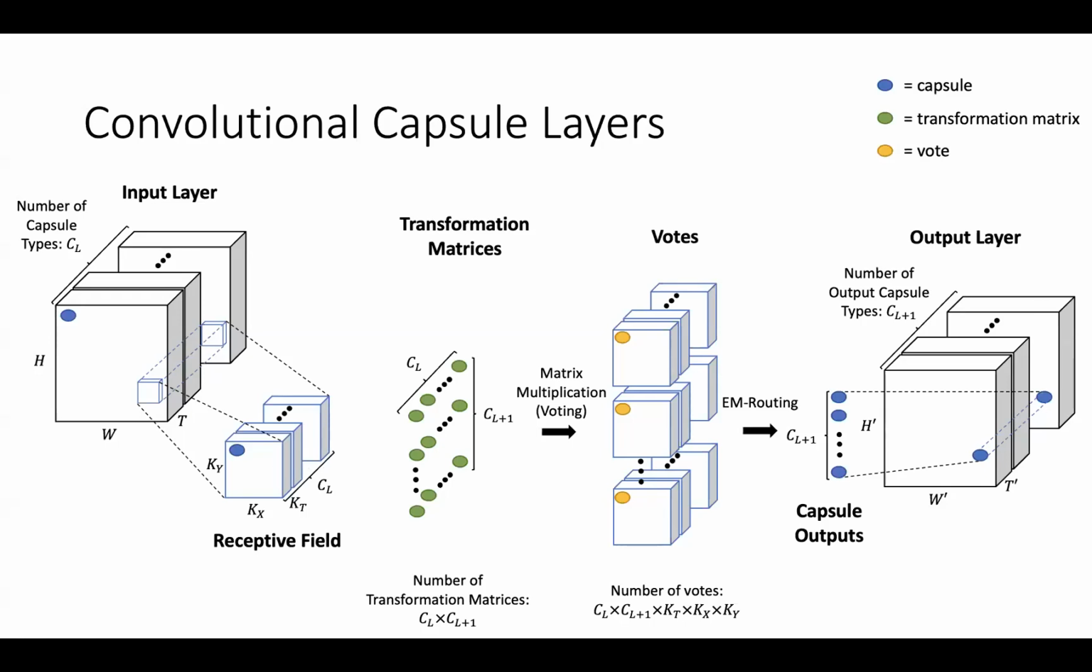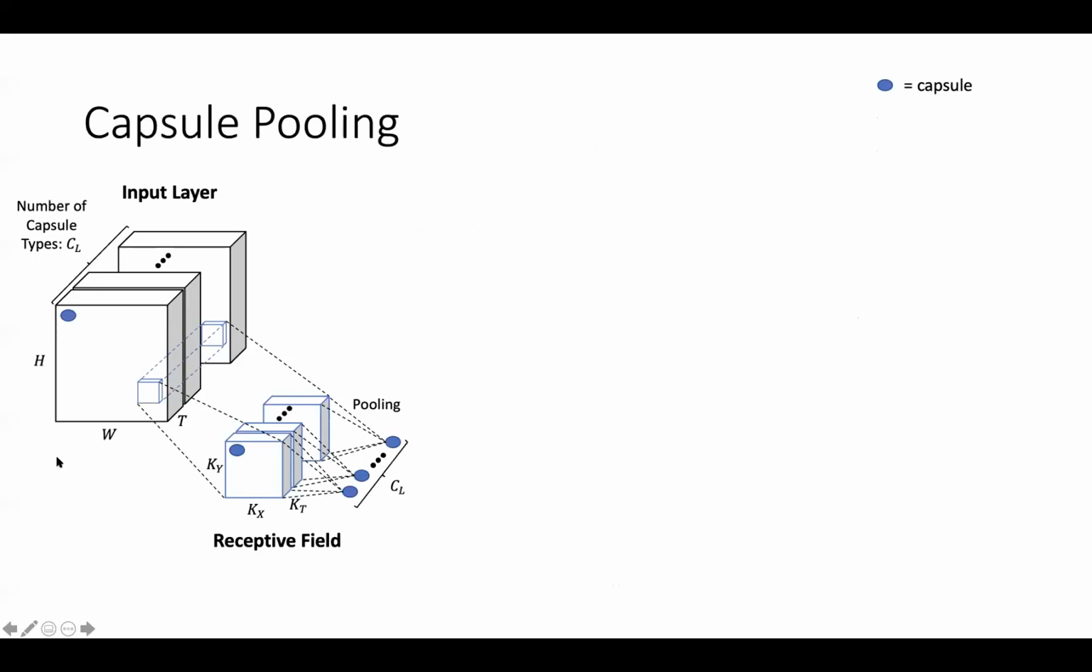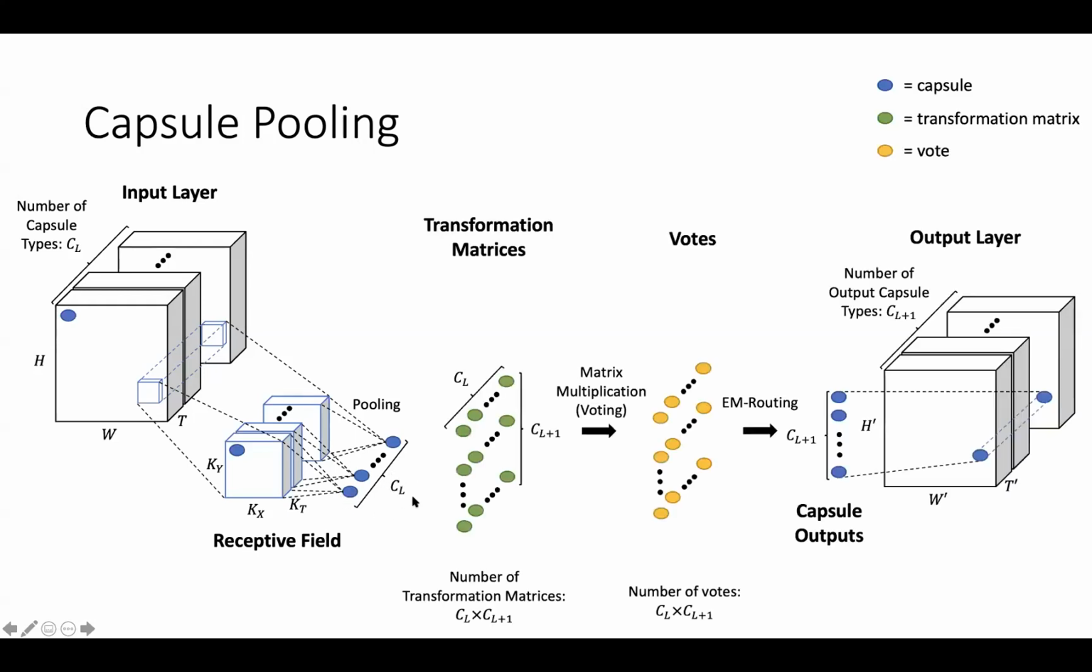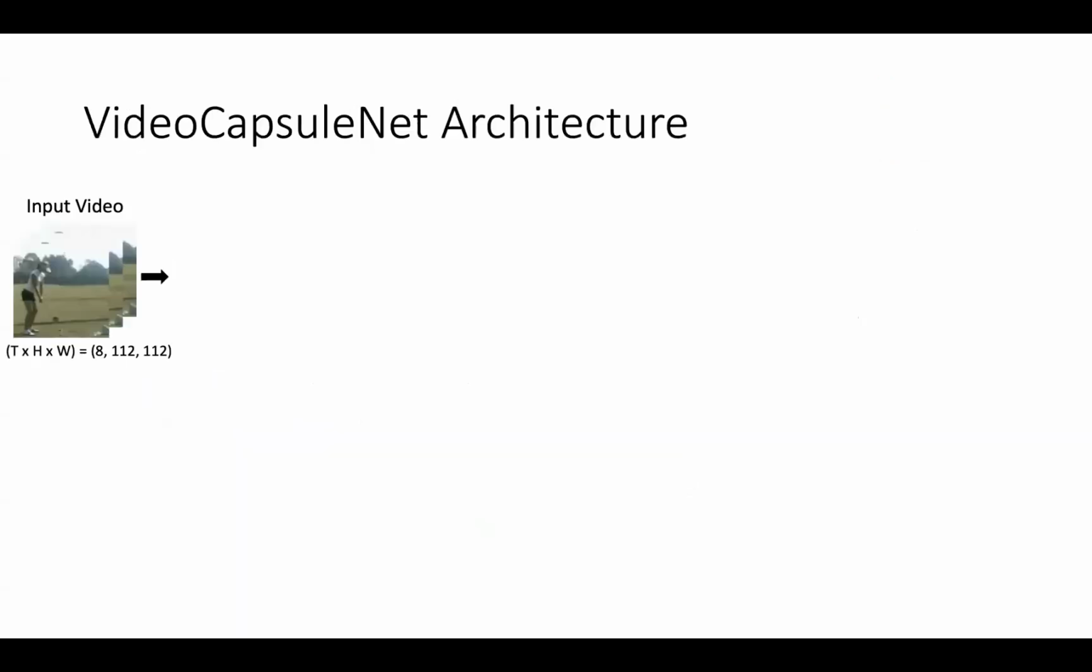The second is capsule pooling. Here, for each receptive field, we average the capsules within that receptive field so that we only end up with CL capsules. Then when we multiply the transformation matrices and get these votes, we have a drastically fewer number of votes to route. And this allows us to fit deeper networks into memory. So with this capsule pooling, we're able to propose a video capsule net architecture.